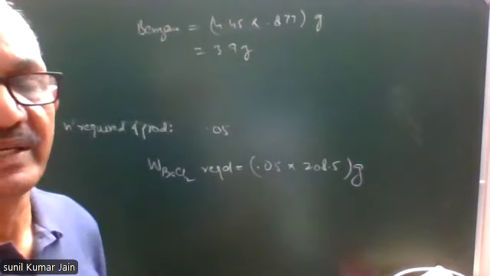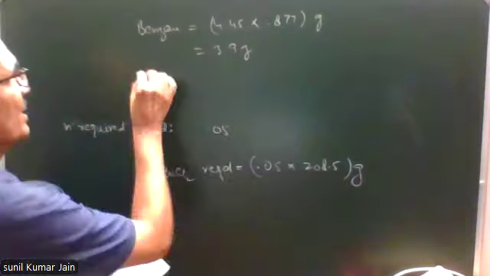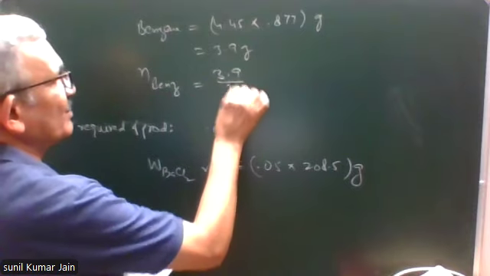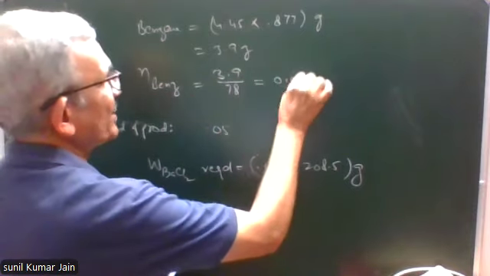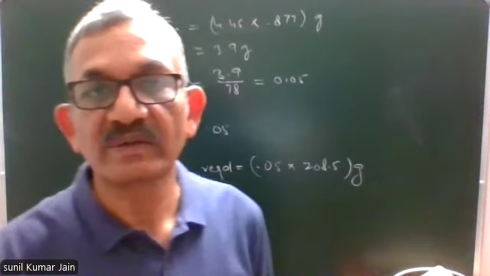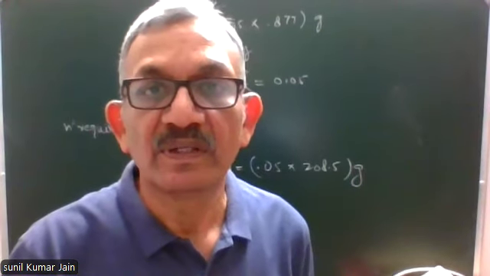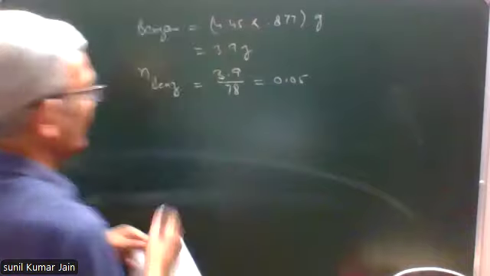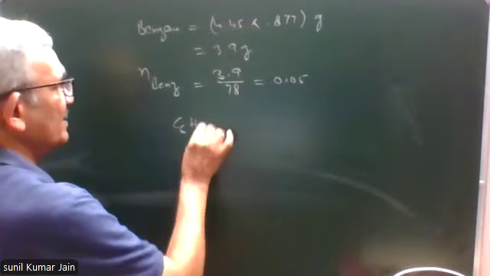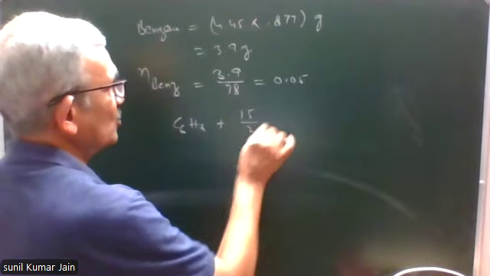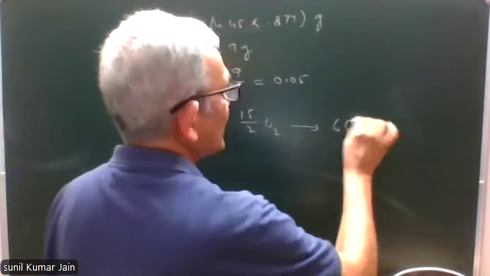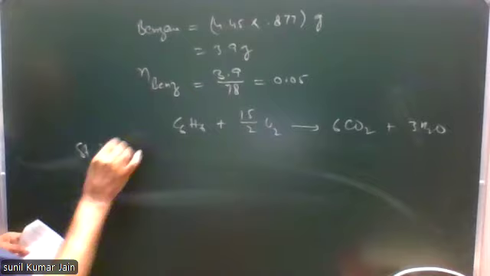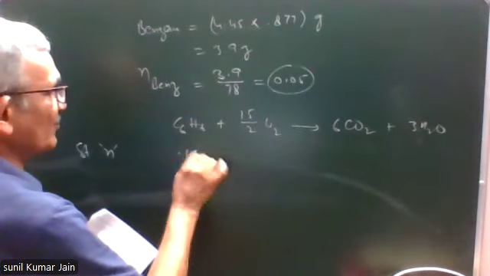If we divide this mass by the molecular weight, that will give us the number of moles. So the number of moles of benzene will be 3.9 divided by molecular weight 78. This is 0.05 mole. Right? So we have started with 0.05 mole of benzene. Now I'll write the equation. Benzene plus 15 by 2 O2 gives 6 carbon dioxide and 3 water. Starting moles of benzene is 0.05.